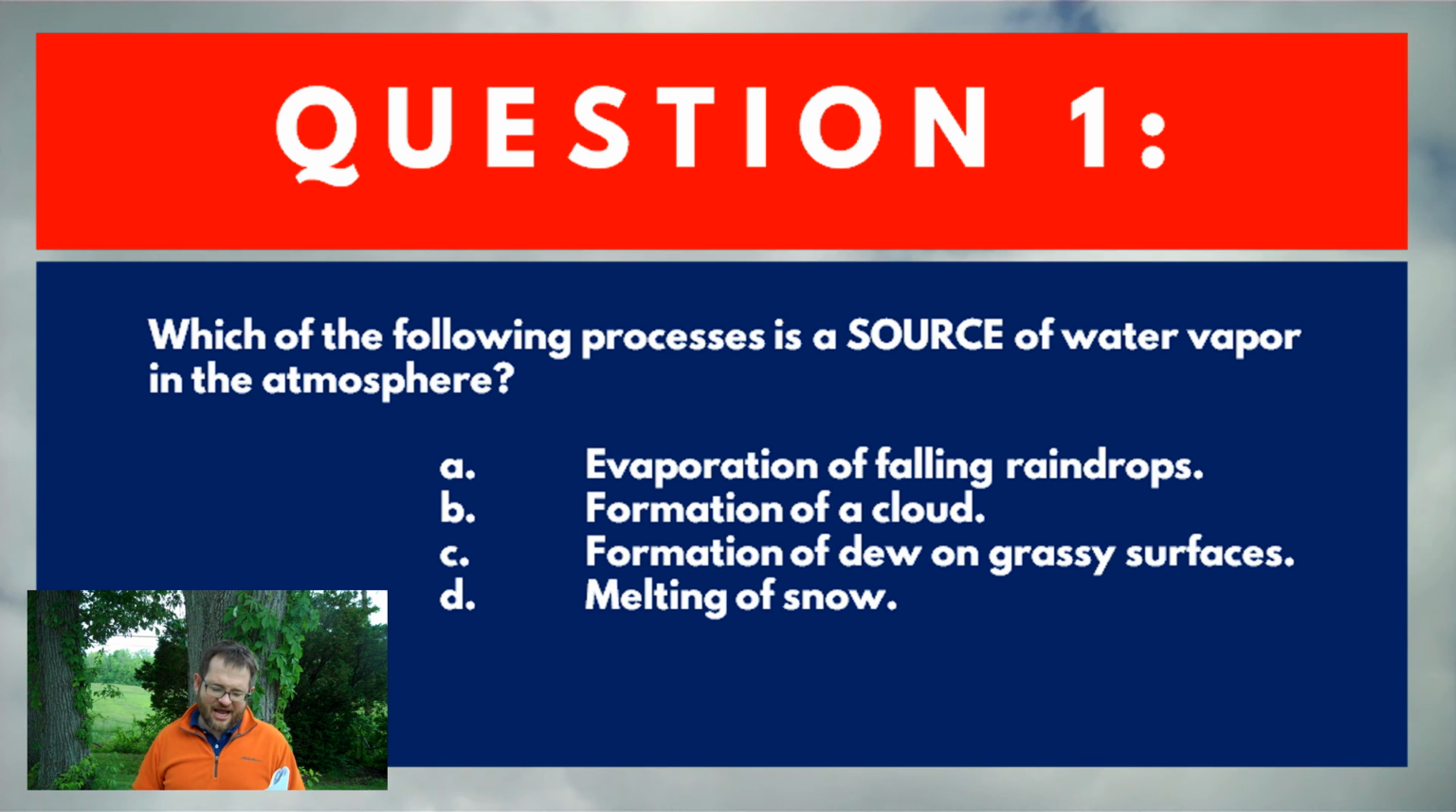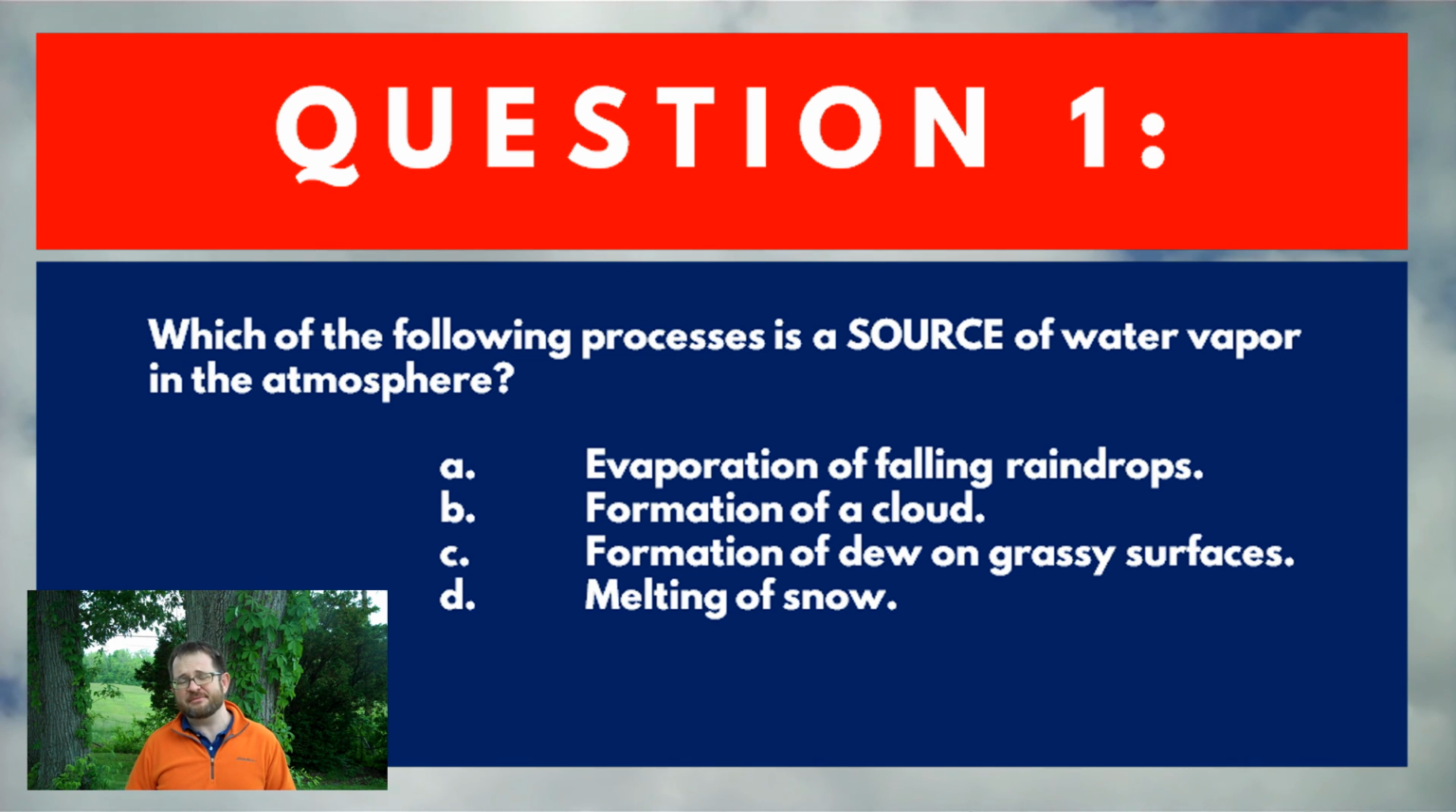All right, first thing I want to ask about is which of these processes is a source of water vapor in the atmosphere? Is it the evaporation of raindrops? Is it the formation of a cloud? Is it the formation of dew on a grassy surface? Or is it the melting of snow? So think about those processes. Which one of them would be adding water vapor to the Earth's atmosphere? Make your choice and move on, and we'll see what happens.